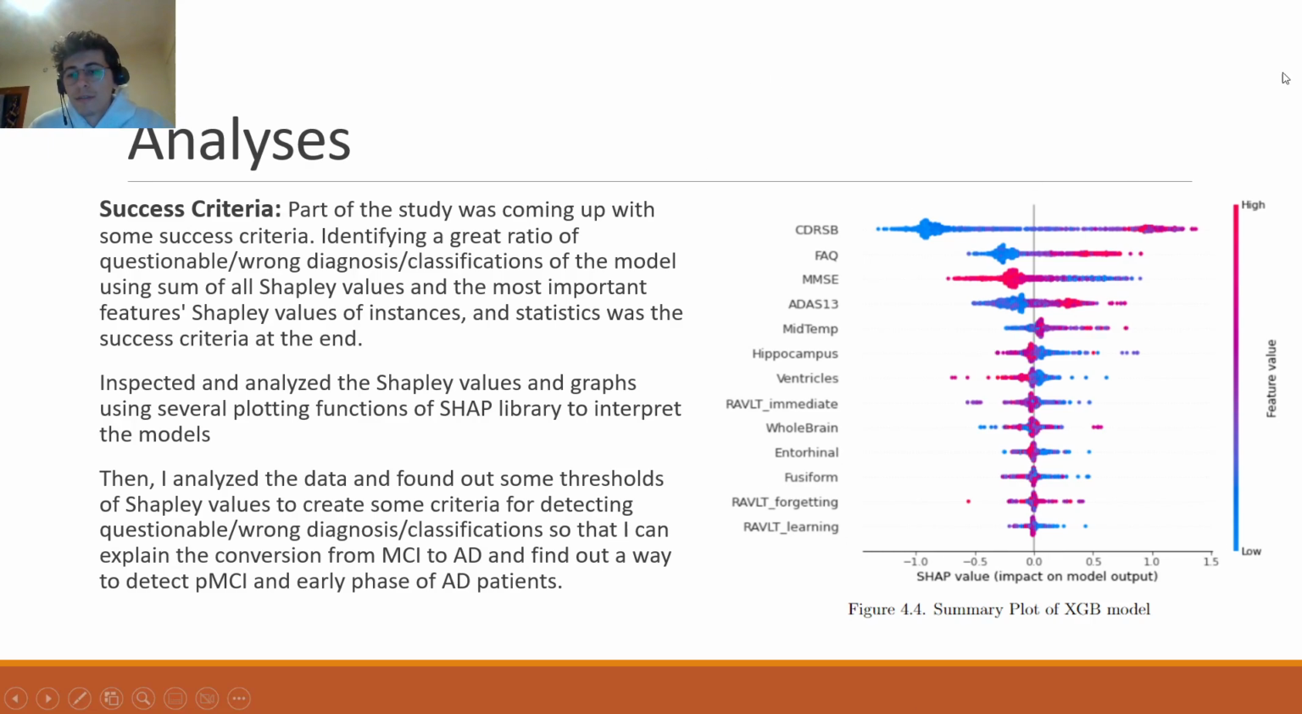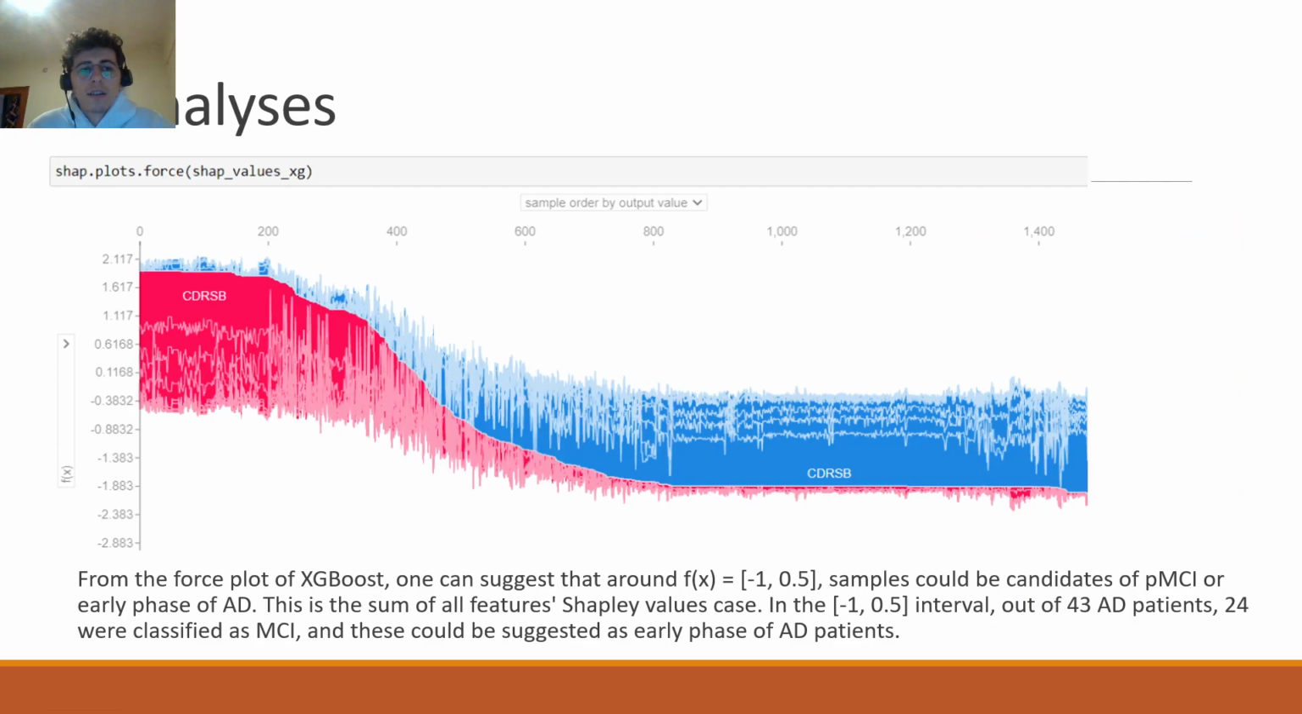Here you can see the summary plot for XGBoost model. This is a force plot of the XGBoost model. Here you can see from -1 to 0.5 of Shapley value interval, the diagnosis can be suggested questionable. And in this interval, out of 43 AD patients, 24 were classified as MCI. And these could be suggested as early phase of AD patients.